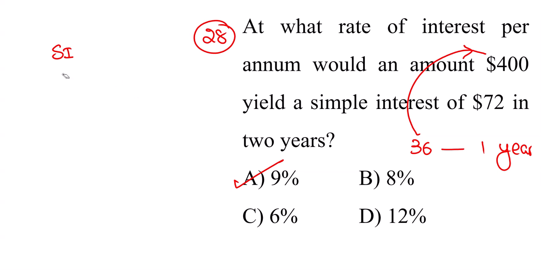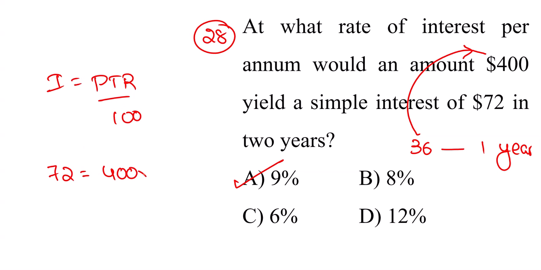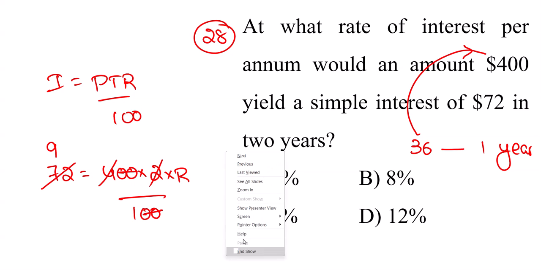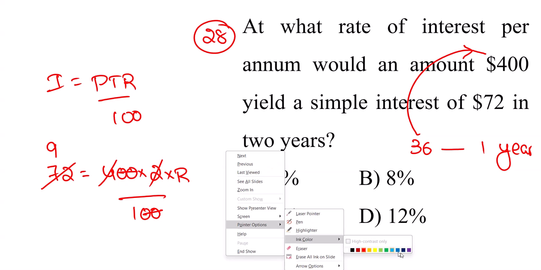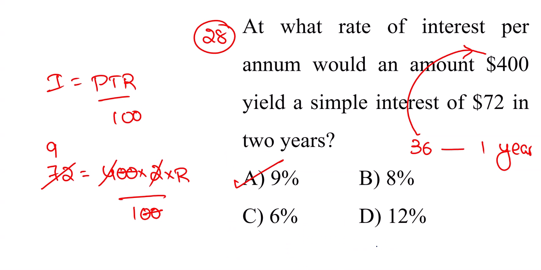Or else, people will be very much comfortable using the formula. You can put that in the formula. That's not a big worry for everyone. So 72 equals principal, time, rate of interest divided by 100. So 4 into 2, 8. Okay, 8, 9 times 72. R is nothing but 9%. 9% is the answer.